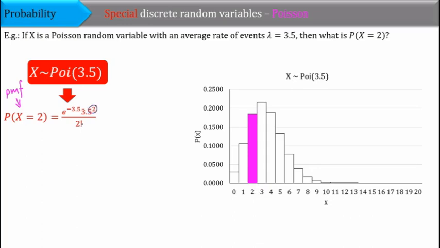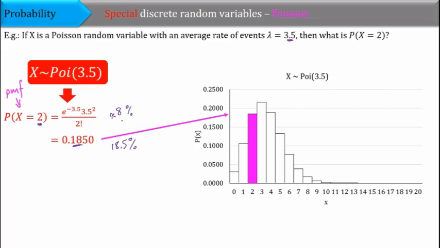So we'll substitute 2 again into our PMF, and we'll solve. So we see here that this probability is 0.1850, so there's an 18.5% chance of getting an interval where we have 2 events in the interval when the average is 3.5. Now you should recall from the previous one, the probability was approximately 8%. Now this one is 18.5%.